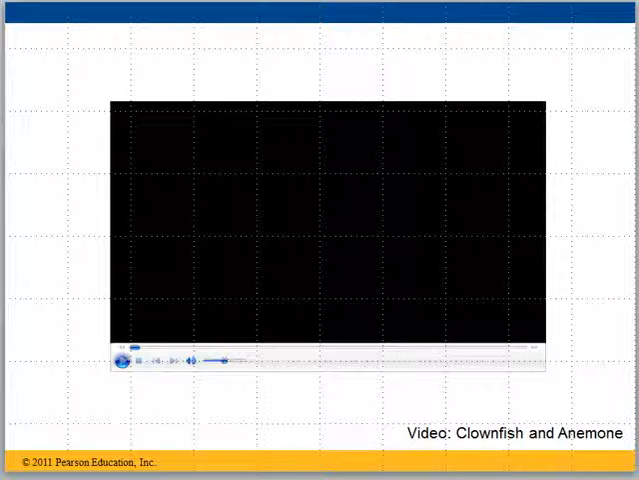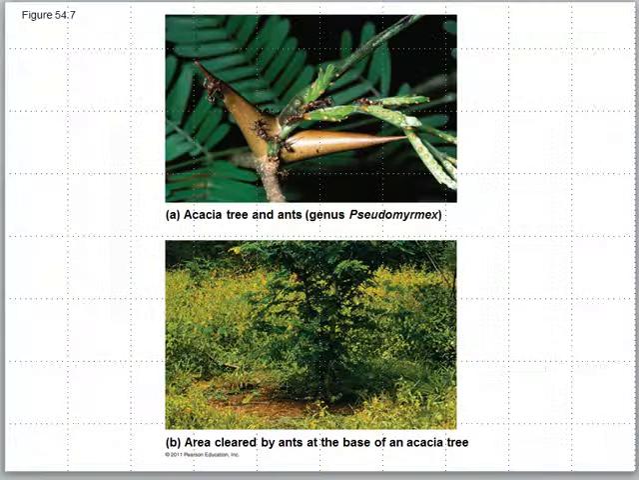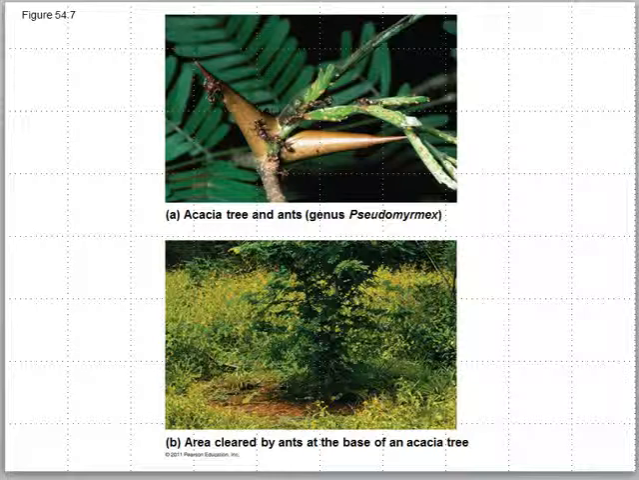Another good example of a type of mutualism is between this tree called the acacia tree and these ants. And what's really cool is these ants live in the tree, and they live off of material that the tree provides, and in return these ants are very territorial, and what they do is they clear out other vegetation around the plant. So this tree gets benefited because it has fewer competitors right around it, and the ants kind of keep away even other creatures that might eat on the plant.